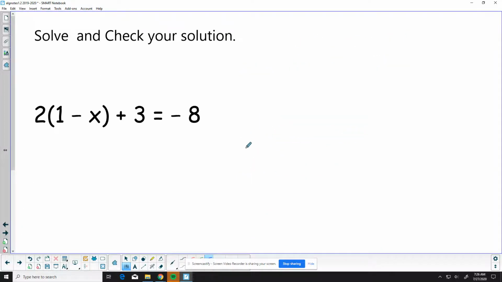All right, let's try this one. This is one of the ones that has all of the steps that you wrote down at the beginning. So first thing I'm going to do is distribute because it's got the parenthesis. So here and here, 2 times 1 is 2, and 2 times negative 1x would be negative 2x. And then I just copy the rest of it.